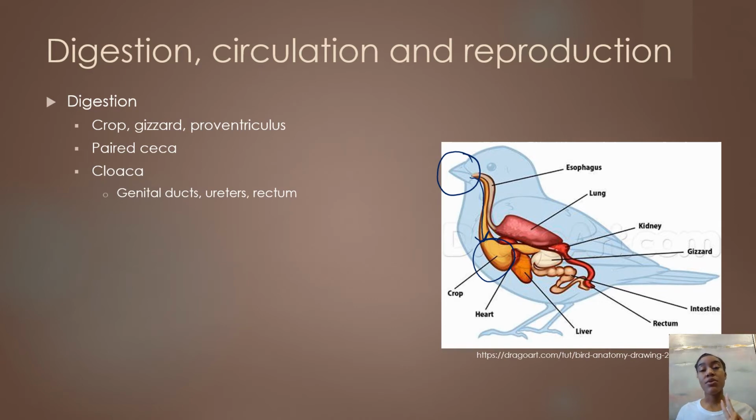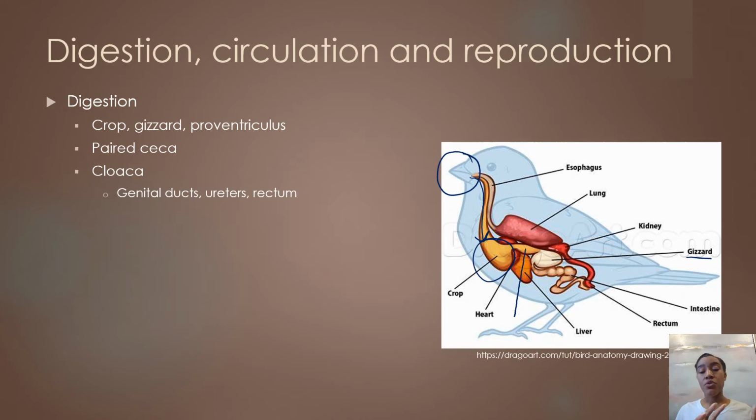And the stomach is composed of two parts. We have the proventriculus, which is located here, and it's responsible for secreting the digestive juices and enzymes to help break down the food. And then the second part of the stomach is the gizzard. The gizzard is where the food will actually be broken down into smaller and smaller pieces. The gizzard functions similar to teeth for mastication.